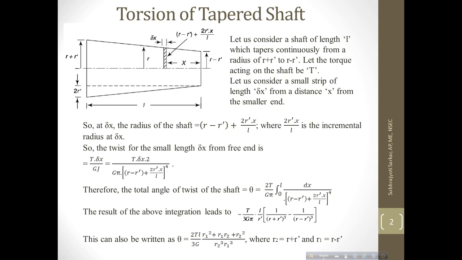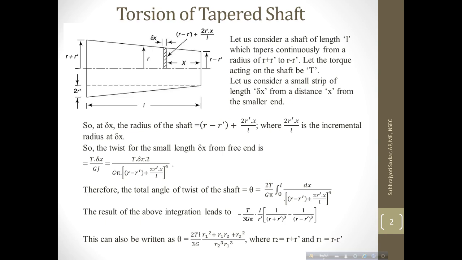and it increases and makes a larger radius of r plus r dash. Let the torque acting on the shaft be capital T. For our consideration, let us consider a small infinitesimal strip of length del x, which is at a distance of x from the smaller end, that is from r minus r dash.